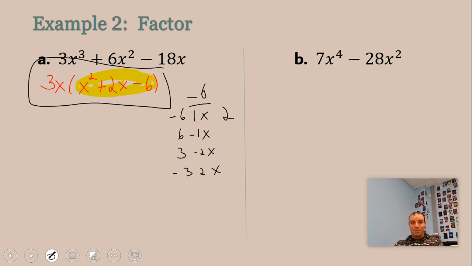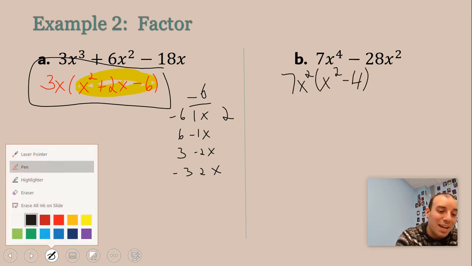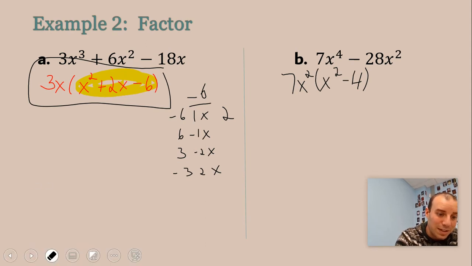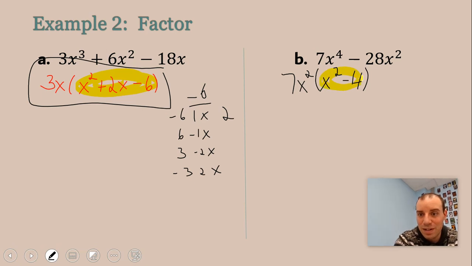An easy one. Now, here's one that's not as easy. Take the greatest common factor out of here. So I can take a 7 out of both of these, because 7 can be divided by 7, as can 28. And I can take x squared out of both of these. So take x squared out, and you'll be left with x squared minus 4 in parentheses. This, unfortunately, for you, is factorable right here.